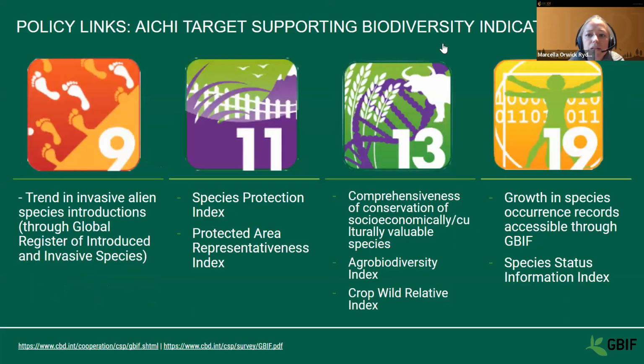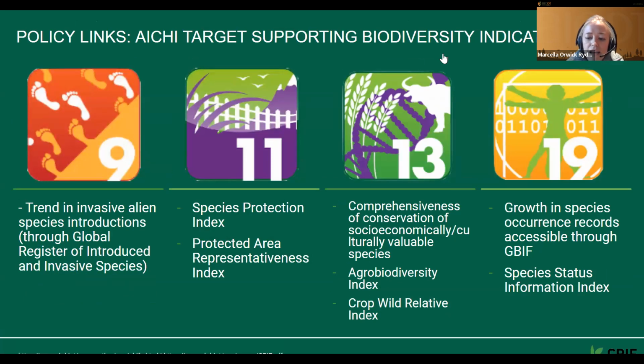And so these are some policy goals with the AKE targeted supported biodiversity indicators, where they have actually come back to us telling us how GBIF Norway is doing in supporting their goals and supporting biodiversity. So GBIF Norway is seen as supporting, for instance, trends in invasive alien species through global registration of introduced and invasive species. GBIF Norway can support the Species Protection Index and Protected Area Representative Indices.